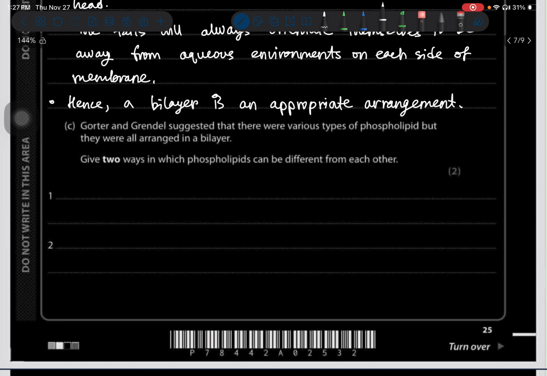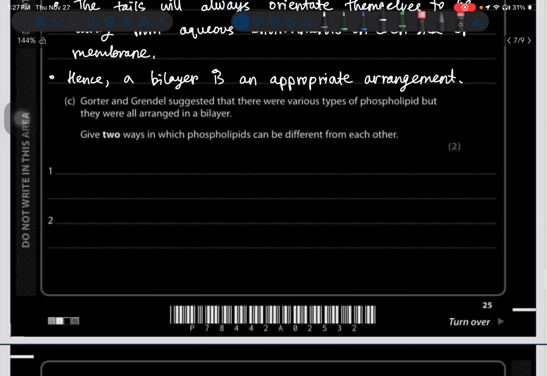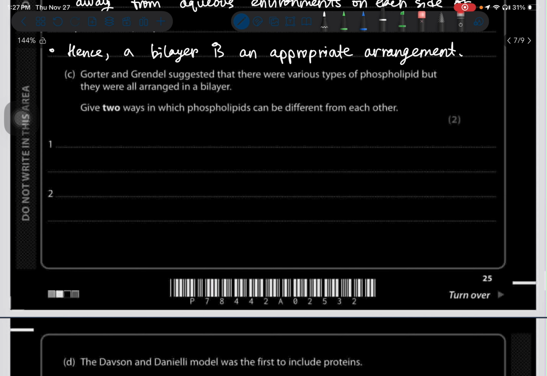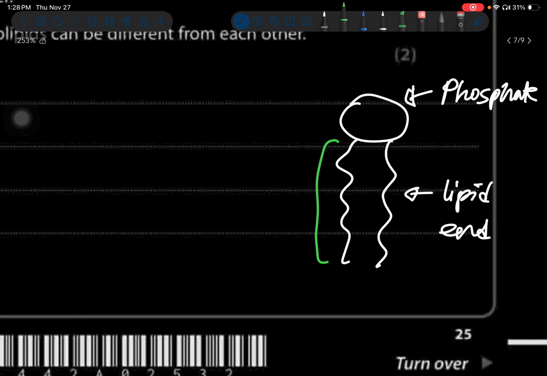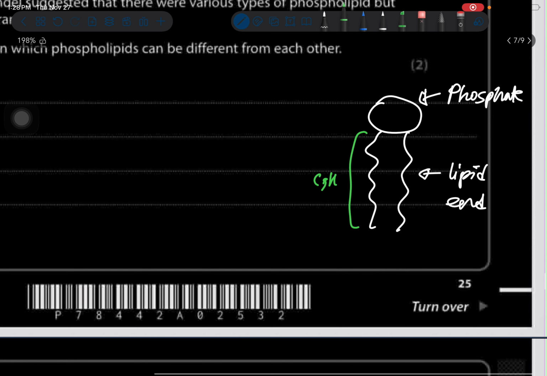Gorter and Grendel suggested that there were various types of phospholipids, but they were all arranged in a bilayer. Give two ways in which phospholipids can be different from each other. Let's look at the structure of a single phospholipid molecule. This is a phosphate group, and this is the lipid end, or as we call it, the lipid tail. The lipid tail is hydrocarbon chains of fatty acids, right? So they contain carbon and hydrogen. And the phosphate head is just a phosphate head.